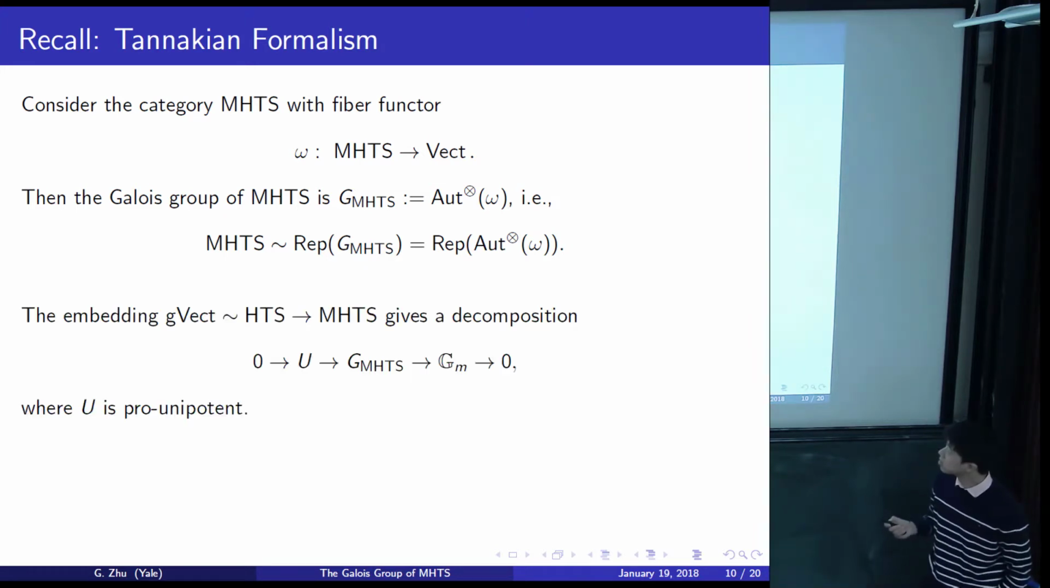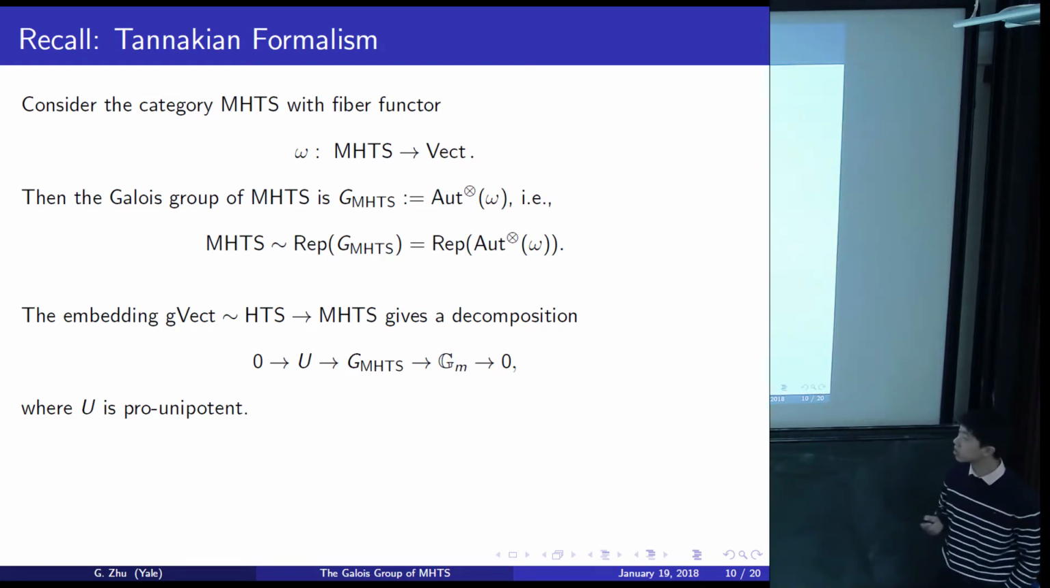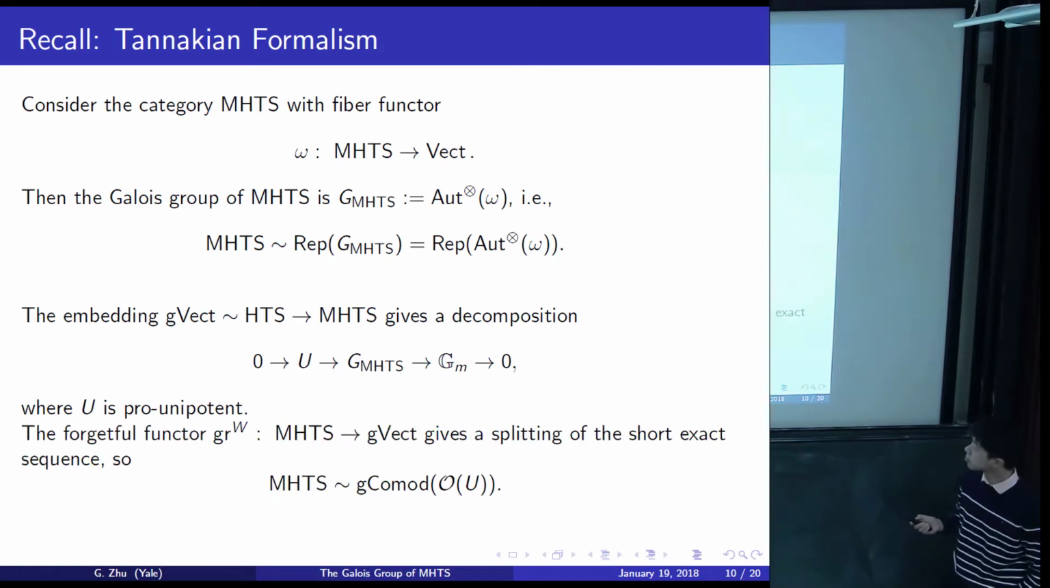The embedding of graded vector spaces, which is equivalent to the category of pure Hodge Tate structures, embeds into MHTS. This gives a decomposition of this. I think Gene also mentioned similar things in his talk, where U is pro-unipotent. And we also have the forgetful functor. So that's the splitting. This gives the splitting from Gn to G.